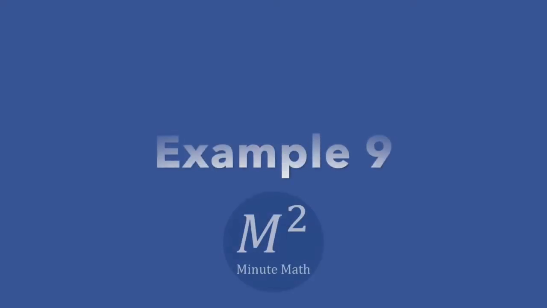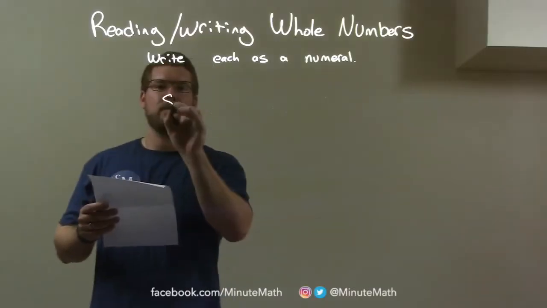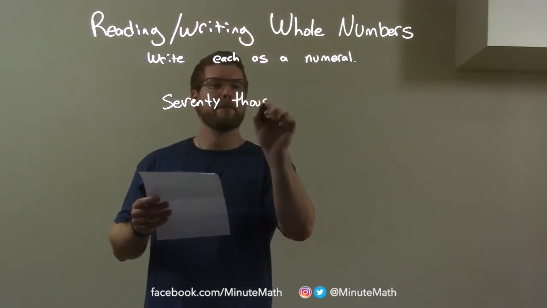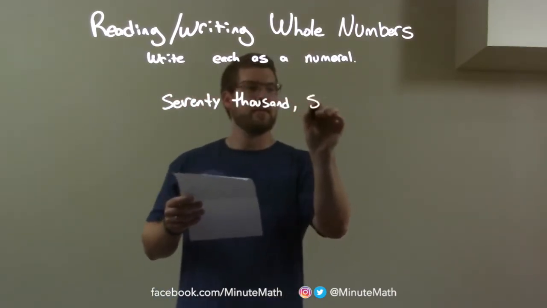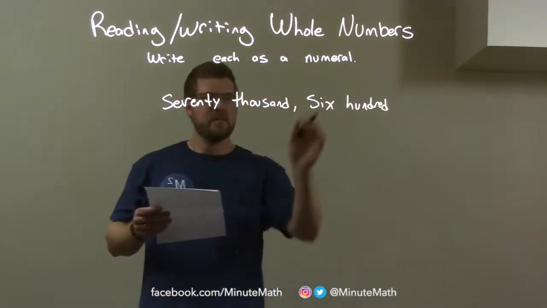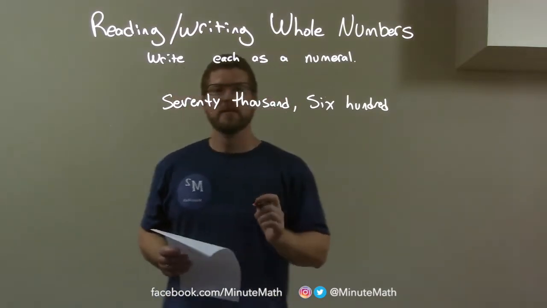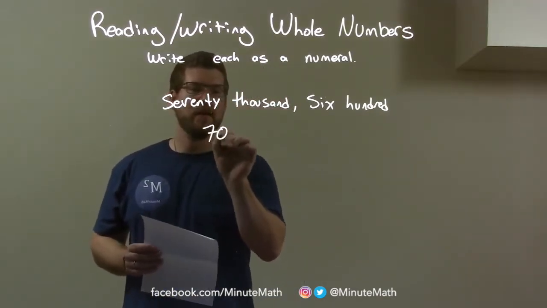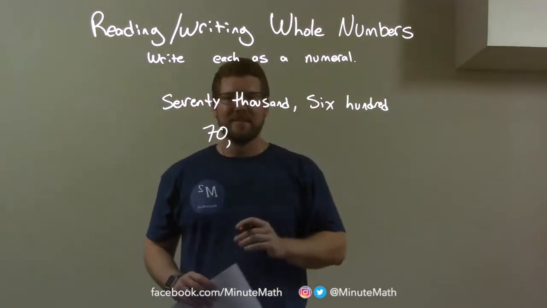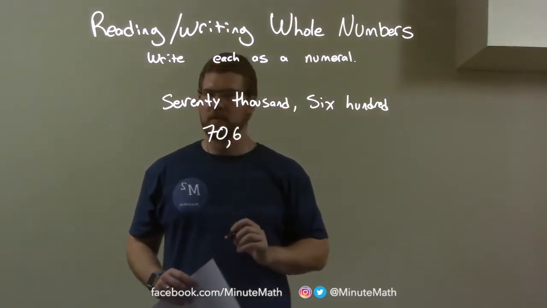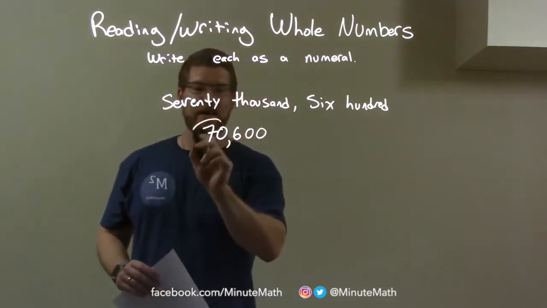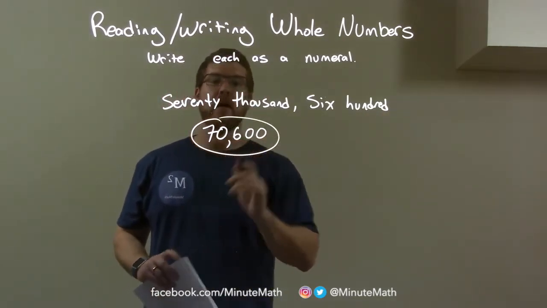50,290. Now 70,600. First thing I see is a 70, so we have 70 right there. But it's 70,000, so there's going to be three spaces afterwards. Then we see a 6 for 600, so there's a 6 in the hundreds place. Then two zeros afterwards, and that's it. There's nothing else. So we have 70,000 right here, and 600.